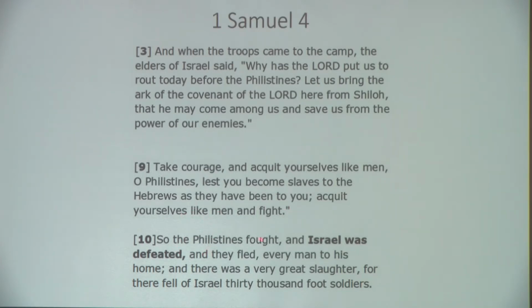So the Philistines fought, and Israel was defeated. And they fled, and every man to his home. And there was a very great slaughter, for there fell of Israel 30,000 foot soldiers. Again, the numbers are a little hard to take here. Shiloh would have had to be a city of well over a couple hundred thousand to have 30,000 men die as soldiers. But they were defeated.